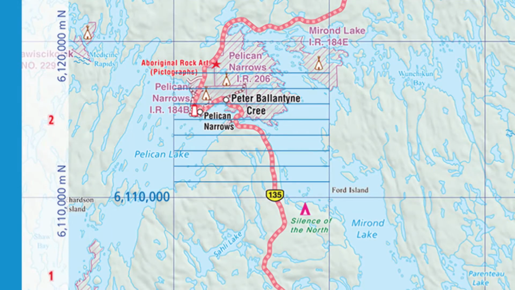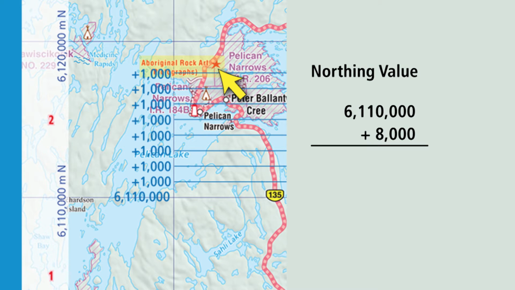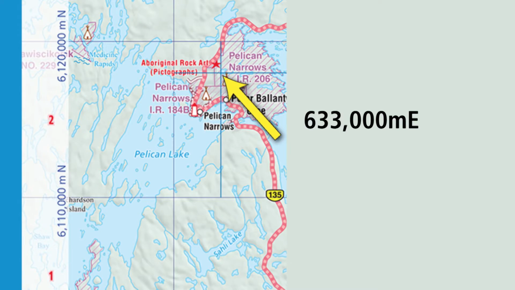Now we are going to do the same to determine the northing value. Starting at 6,110,000, we're going to count over 8 grid sections to get to the point of interest. So we're going to add 8,000 to our starting northing value of 6,110,000 for a total of 6,118,000 meters north. Now that we've determined that our easting value is 633,000 meters east, and our northing value is 6,118,000 meters north, we can add those to our GPS.